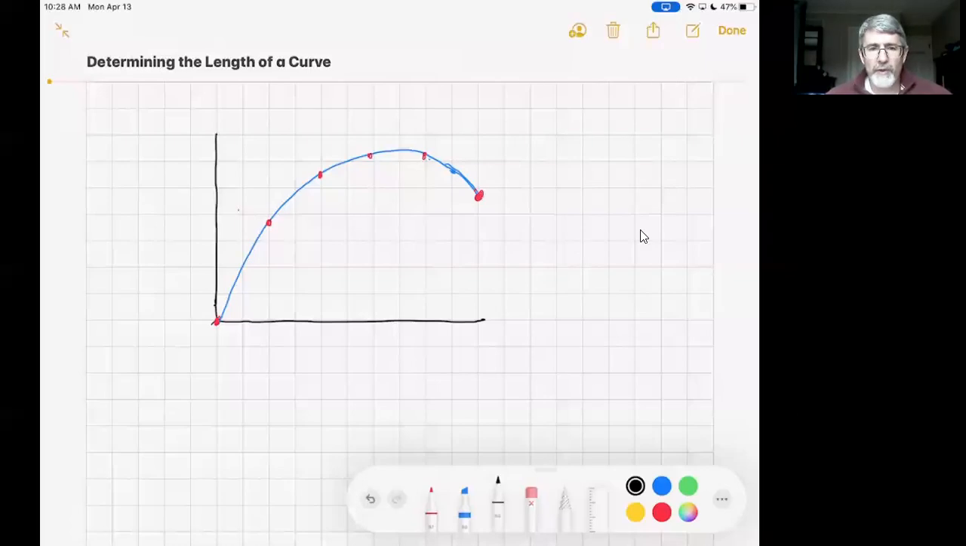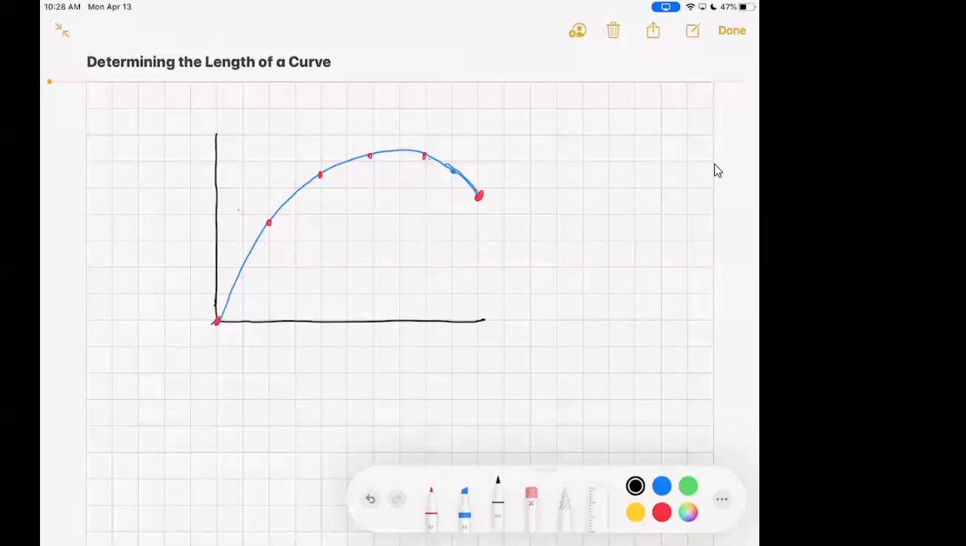Okay, in this video, we're going to actually get into the theory of computing the length of a curve using calculus. Actually, we're going to start with just the idea of summations, and we'll build into the idea of using the integral in a later video.